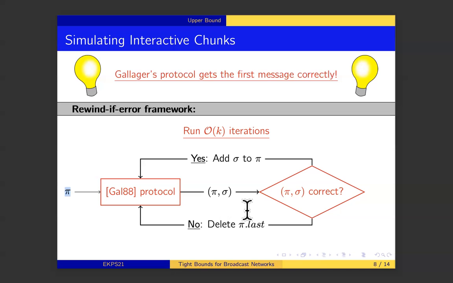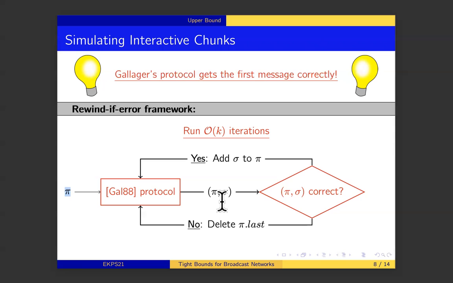Okay, this is the upper bound. You start with an upper bound from Gallager, which shows a very strong result for non-interactive chunks. Then you go from non-interactive chunks to general chunks using this rewind-if-error framework that keeps adding one extra symbol every time, checking whether it's correct or not. And if it's incorrect, you delete it. And you do it order K times so that if you make progress a constant fraction of the time, you will still have K symbols at the end and you will have simulated the chunk correctly. This is the whole upper bound.